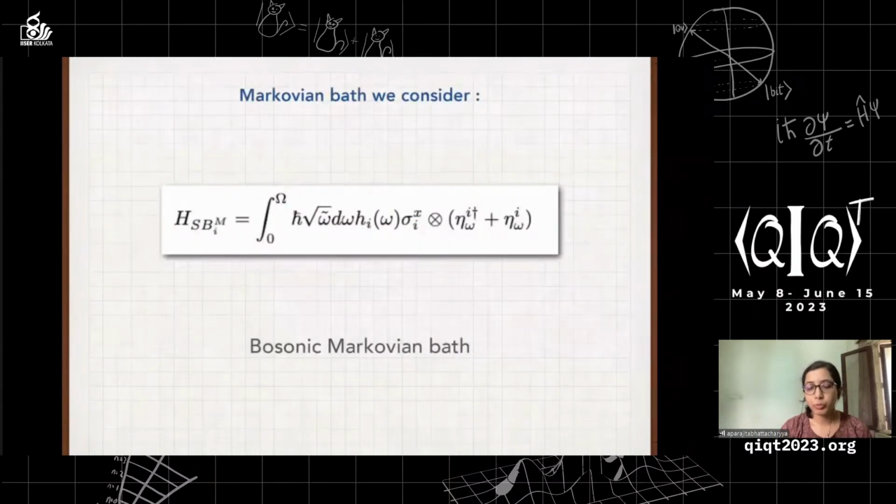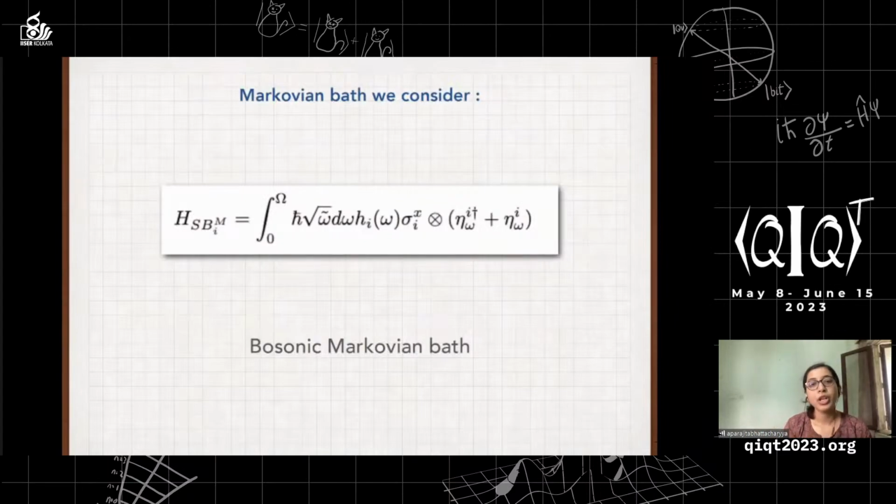So now, first we have considered the case where all the three baths attached to the three qubits are Markovian. And then what we have done is, we have replaced one bath by a non-Markovian bath, one by one. And finally, we have seen the effect when all the three baths are non-Markovian. So we replace the Markovian baths by non-Markovian ones one by one, and see what the effect is.